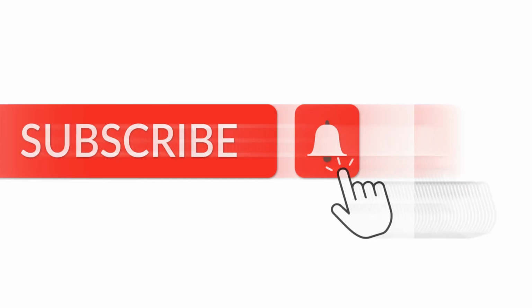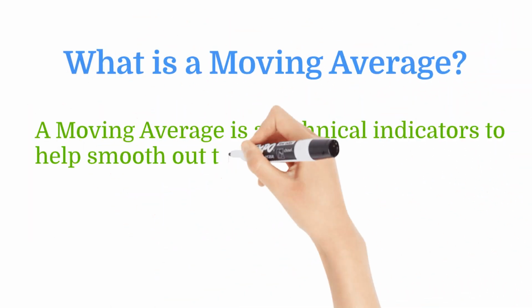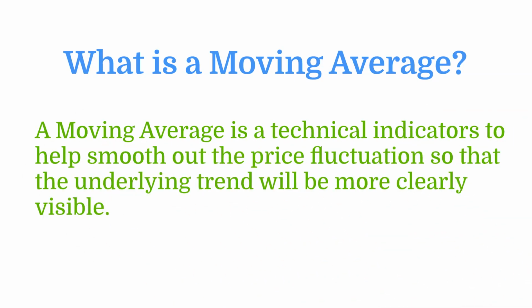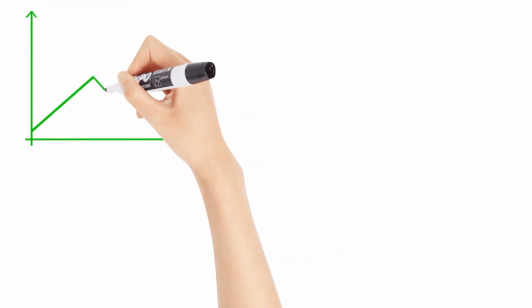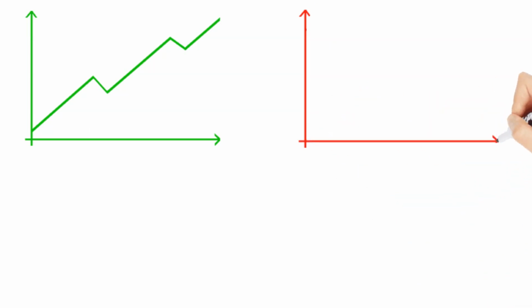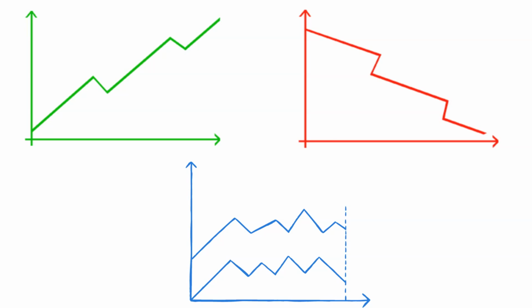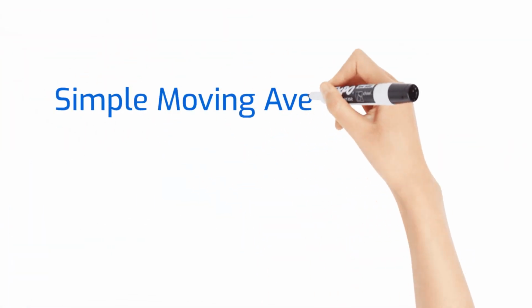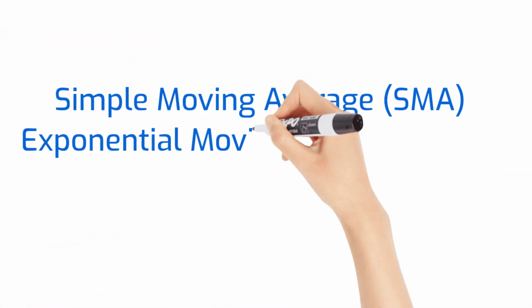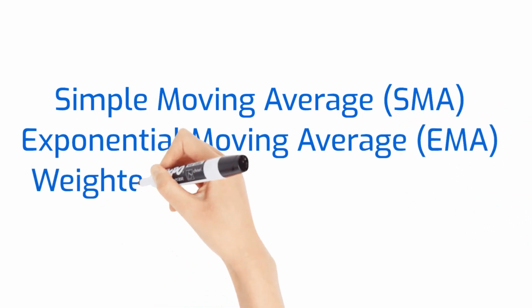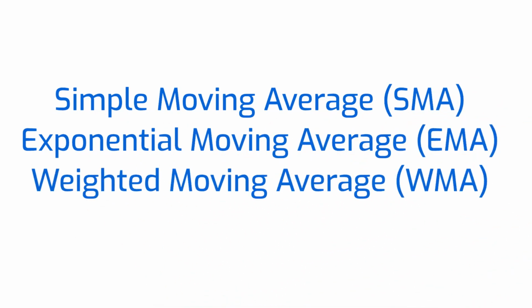A moving average is a technical indicator to help smooth out the price fluctuation so that the underlying trend will be more clearly visible. It's a useful tool for identifying trend direction like uptrend, downtrend, and sideways, and potentially generating trading signals. There are several kinds of the moving average, such as the simple moving average, the exponential moving average, the weighted moving average, and more. The main difference between them is the sensitivity toward the latest price.